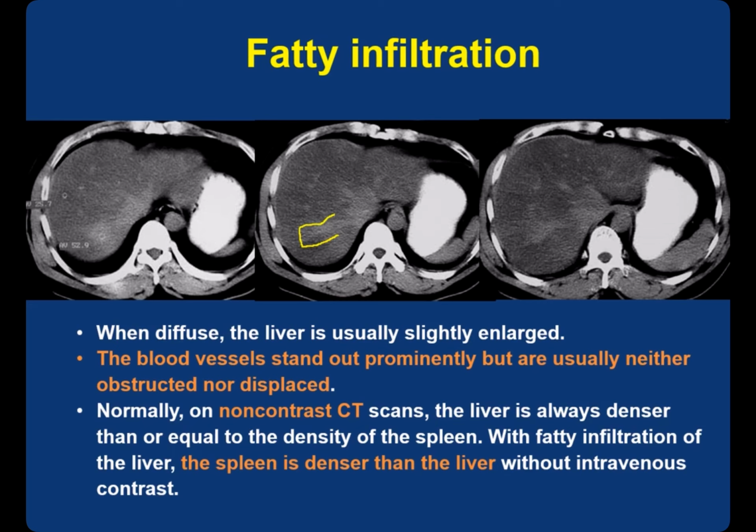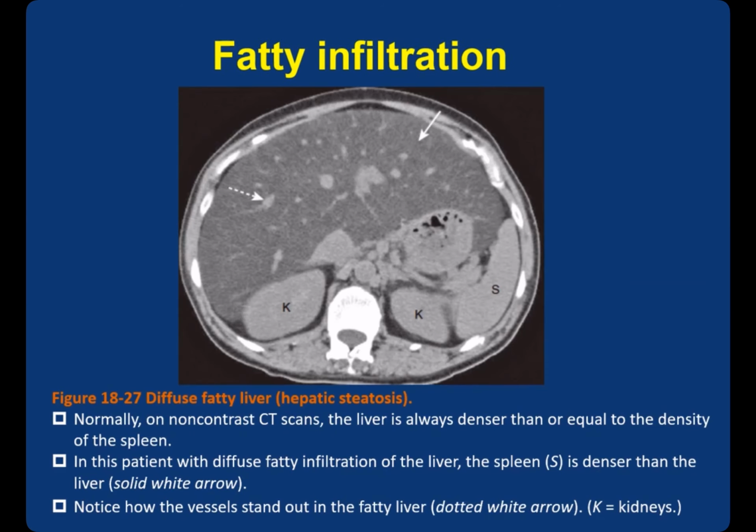When there is fatty infiltration, we can see the spleen. Here is the spleen. The spleen is denser than the liver without intravenous contrast, but in normal people, the liver is usually denser than the spleen. Here is also a non-contrast CT scan. The spleen is denser than the liver, and also we can see the vessels. Here are the vessels. The vessels stand out in the fatty liver.